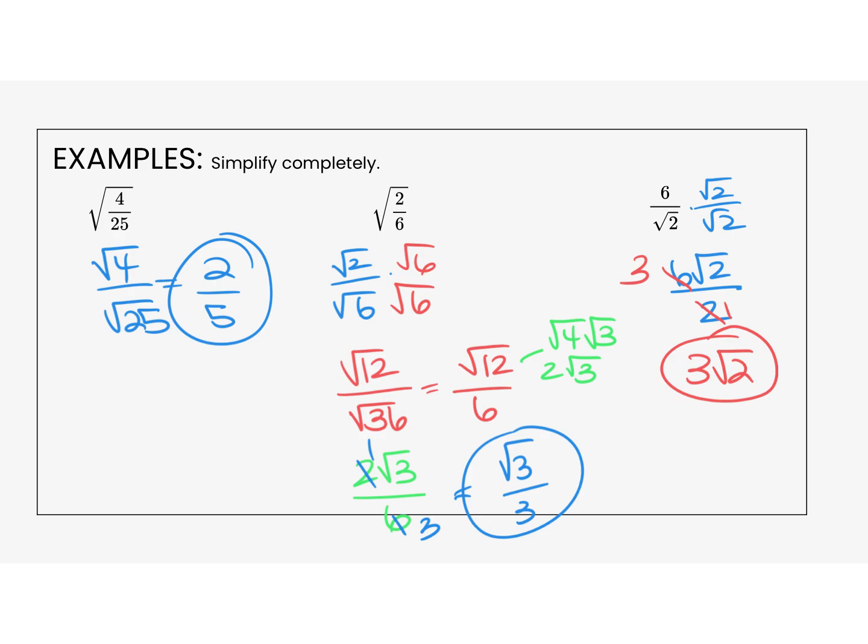Okay, so that is kind of the quick version of multiplying radicals and rationalizing denominators.